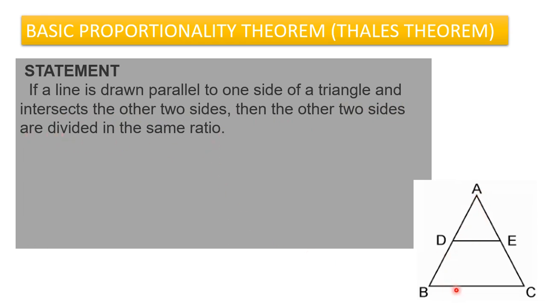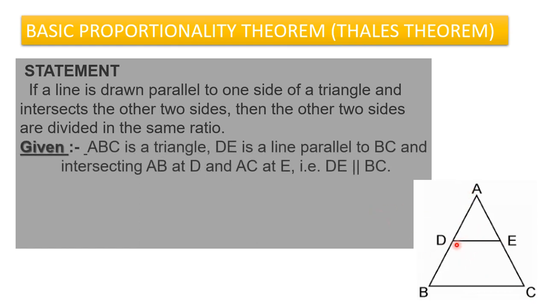That means ABC is a triangle and DE is a line parallel to BC. It is given that this line DE intersects side AB at point D and side AC at point E, and DE is parallel to BC. Now we have to prove that this line DE divides the two sides in the same ratio. The meaning is AD upon DB is equal to AE upon EC.